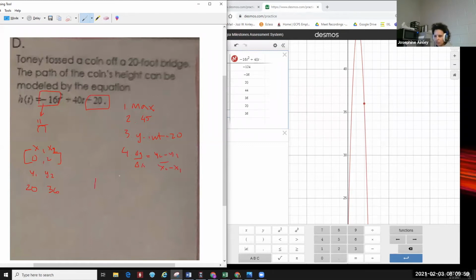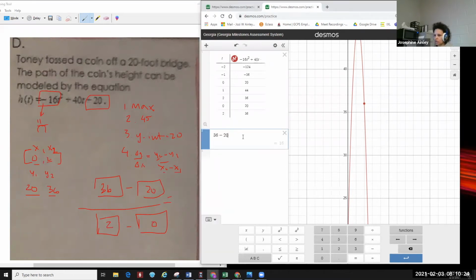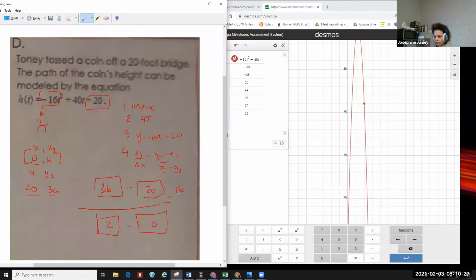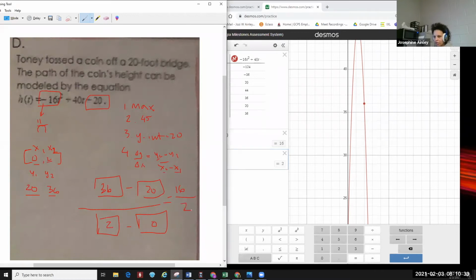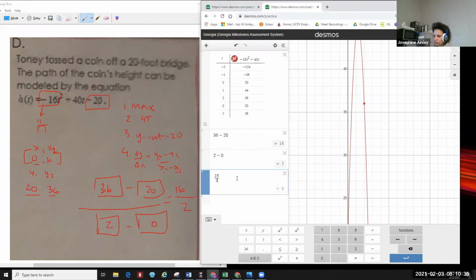All right, to do that, you do box minus box over box minus box. And you just put it in. Y2 is 36, so you put in 36. Y1 is 20, so you put in 20. X2 is 2, so you put in 2. X1 is 0, so you put in 0, and you just let the calculator do the work for you. So you go 36 minus 20, 16, and 2 minus 0. Listen, if they give me a calculator, I'm going to use it. And then you put it right here, 16 over 2 is 8. So my average rate of change is 8.